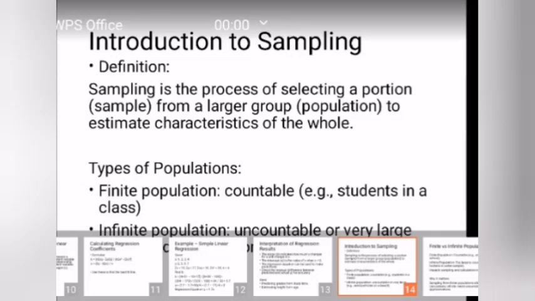A very common example is when we want to buy a bag of rice or a bag of beans. For example, we'll tell the market seller to just give us a cup so we can test and know how the grain of rice is. So you measure the characteristics of the whole bag from the grain you've gotten from the bag. We select a portion, that's a sample from a larger group, to estimate the characteristics of the whole group.